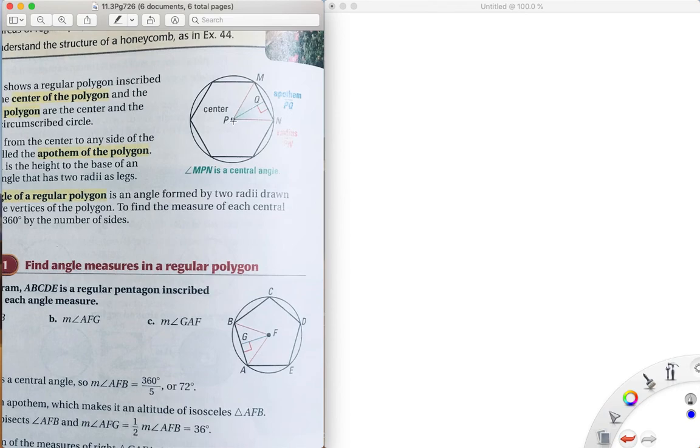If I go out from P to M, that's the radius of the circle. If I go out from P to N, that's also the radius of the circle, and it can also be called the radius of the hexagon. So we would call PM the radius for the hexagon, and we would call PN also the radius for the hexagon.